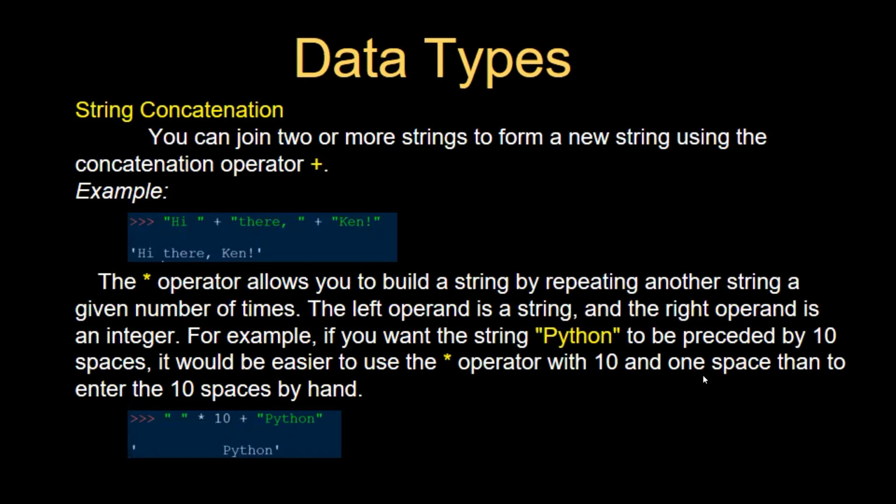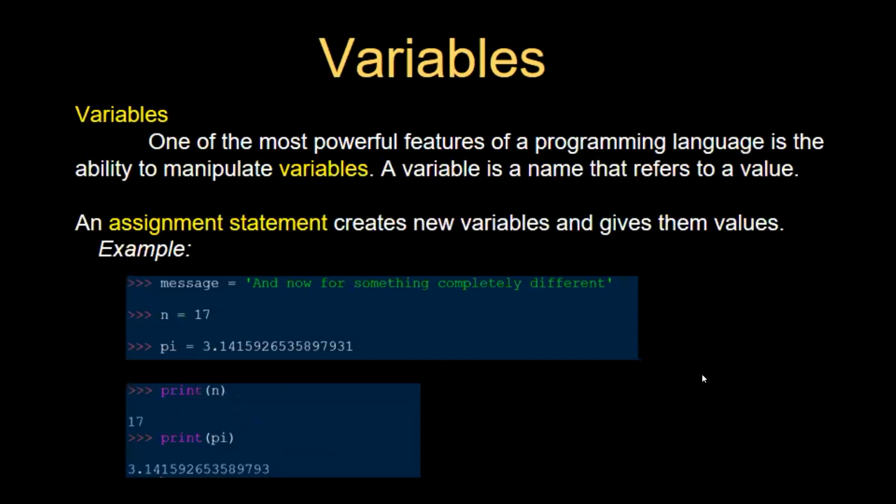Yan. So variables, this is one of the most powerful features of a programming language, no? In which it can manipulate variables. So a variable is a name that refers to a value. So you cannot define a variable without a certain value. So an assignment statement creates new variables and gives them values.